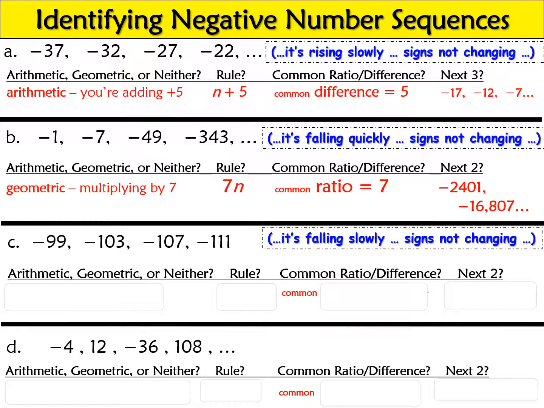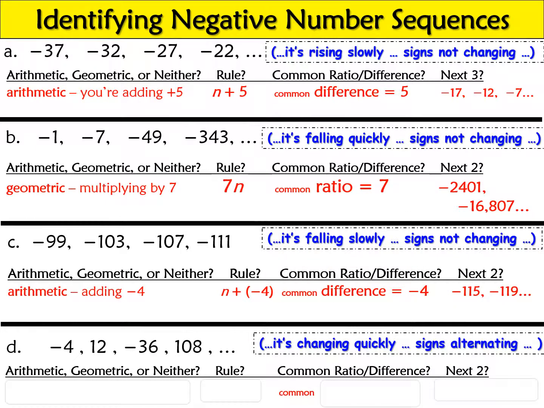So we suspect that we're subtracting to move forward in this sequence, or adding a negative number. In fact, we're adding a negative 4 to move forward in this sequence. That means the rule will be n plus negative 4. That means we have a common difference of negative 4, and the next two terms would be negative 115 and negative 119. Last one. This pattern of numbers appears to be changing pretty quickly, but the signs are alternating.